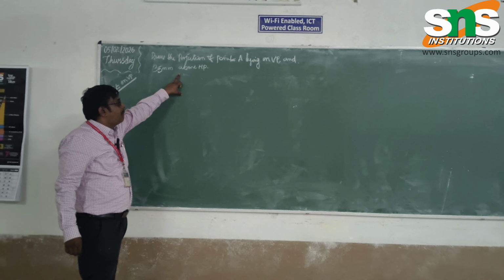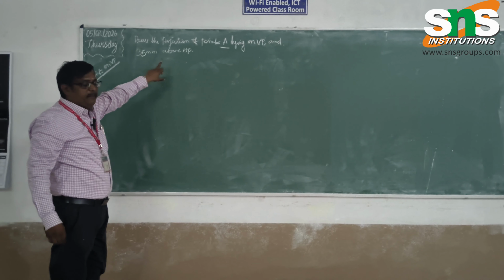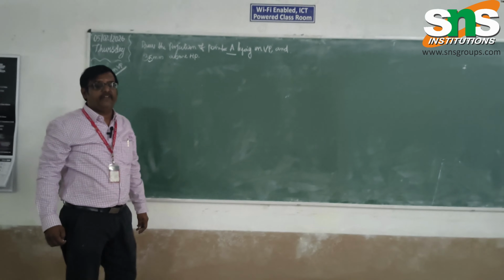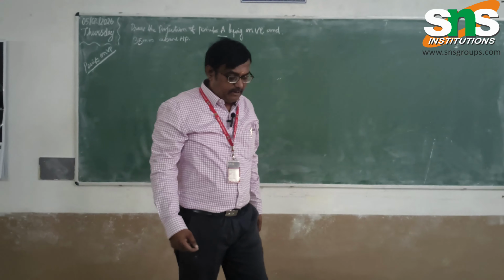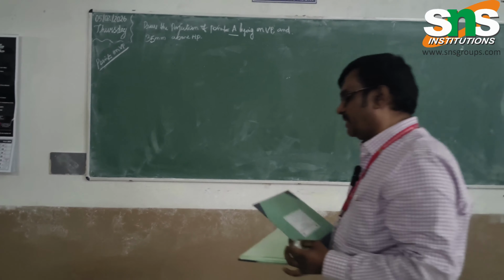Draw the projection of a point A. The name given is capital A. Lying on VP, and 35 mm above HP. Let me explain in the first quadrant, and you will understand what it means.